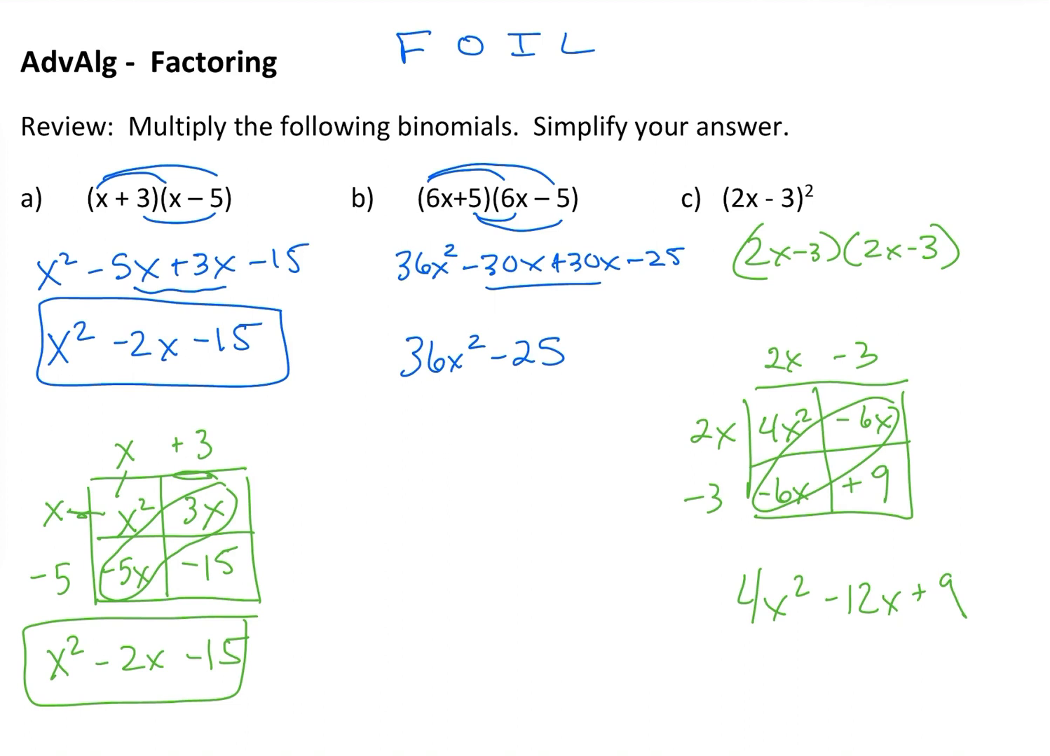Okay, so this is just multiplying out. If we were factoring, we would start with this end answer, and we would try to bring it back to what we had started with. So we'd be going the opposite direction. We can see a lot of patterns that happen here, and we can use them to be able to know how to factor.